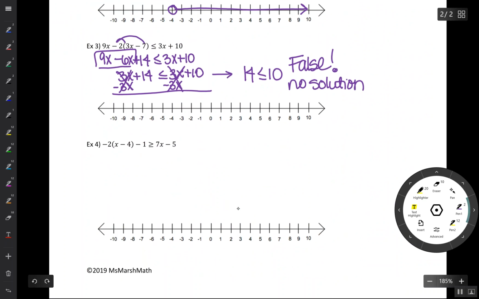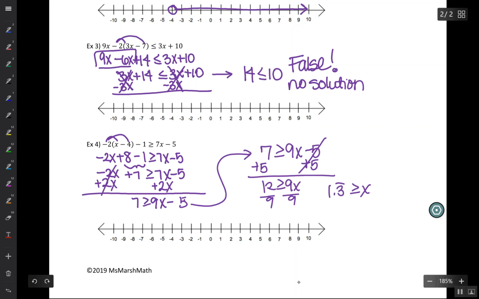Well, I don't know. Let's try example 4. Okay, why don't you pause the video and try example 4 and then unpause it when you're done. Okay, pause the video, try example 4, and then unpause it to see if you got it right.